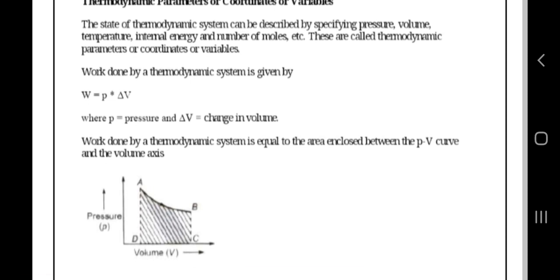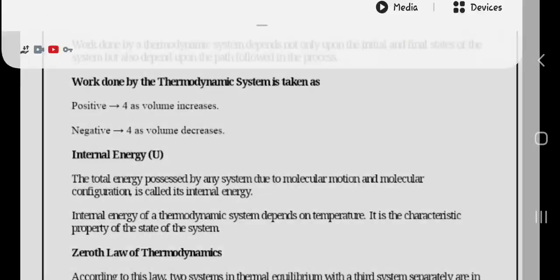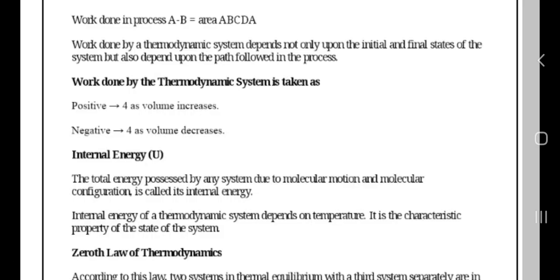Work done W is equal to P delta V, where P is pressure and delta V is the change in volume. When drawing the graph, pressure is on the y-axis and volume on the x-axis. Work done in process A to B is equal to the area ABCDA. Work done by a thermodynamic system is taken as positive as volume increases, and negative as volume decreases.